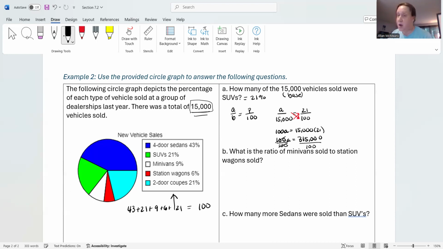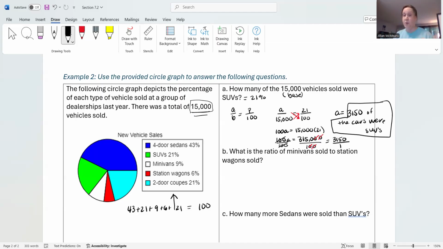So 100 divided by 100 is 1. 1 times A is A. And then as far as the 315,000 divided by 100, you could certainly go to your calculator here. No judgment. But remember, if numbers end in 0, you can cancel one 0 top and bottom. So I've got a 0 in the top and bottom that I can cancel. I have another 0 in the top and bottom that I could cancel. So what this gives me is 3,150 over 1, which is really just 3,150 of the cars were SUVs. Okay.